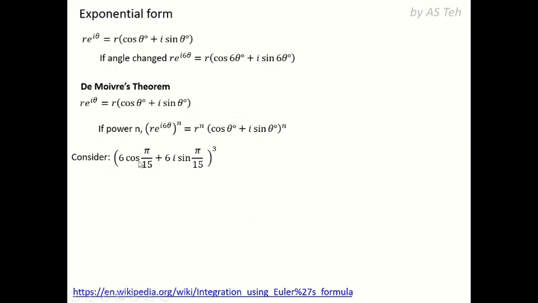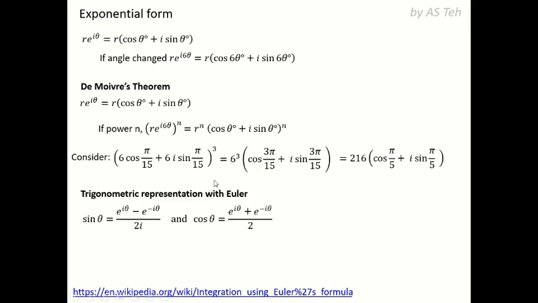Okay, let's look at this example here. When I power it to 3, so 6 to the power of 3, you notice that I've multiplied n into it. So 3 times π over 15, and that becomes cos π over 5, sin π over 5. So De Moivre's theorem, if you have the power, makes your calculation easier by having it in this form.